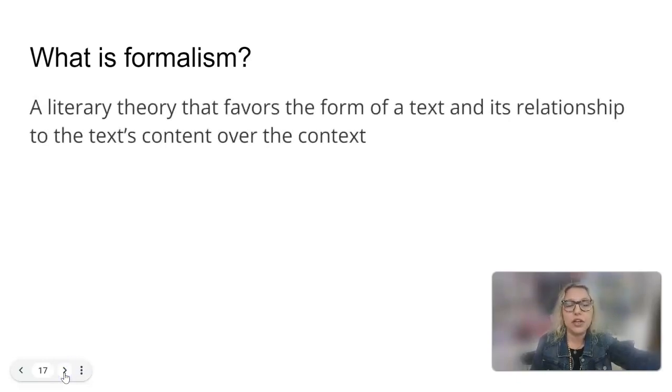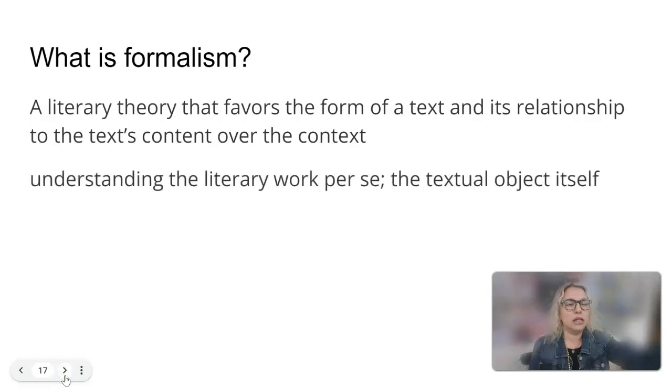So it's a literary theory that favors the form of a text and that form's relationship to what the text is about, or the text's content, over context. The movement got its name from John Crowe Ransom's 1941 book called The New Criticism. And this book explained how literary analysis should be focused on understanding the literary work per se, by or in itself, intrinsically.